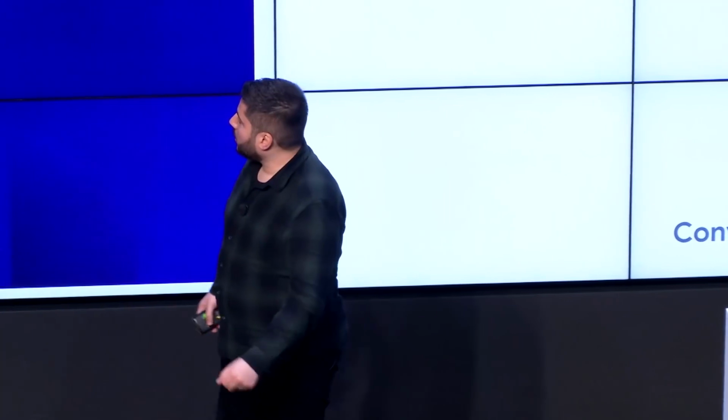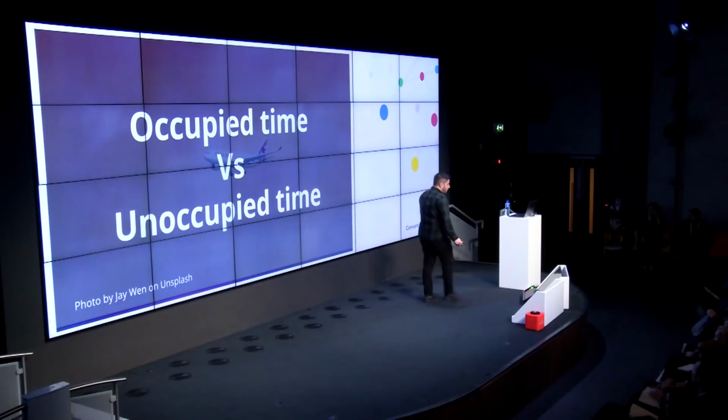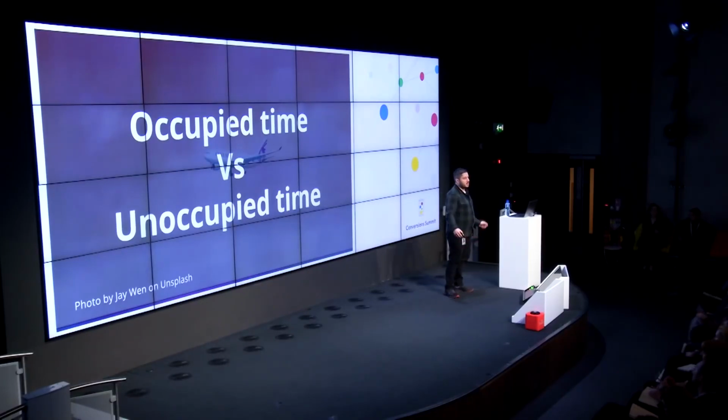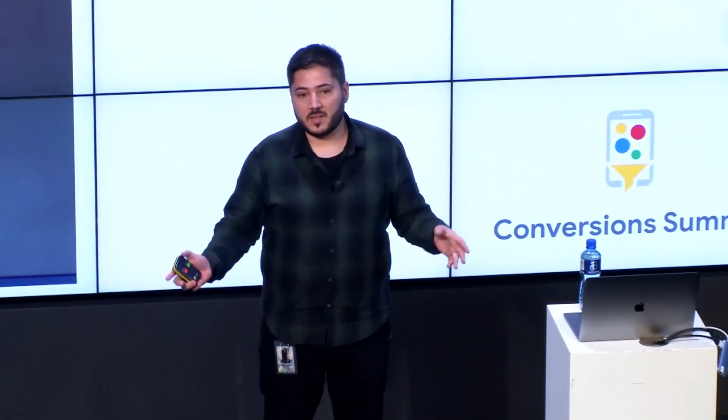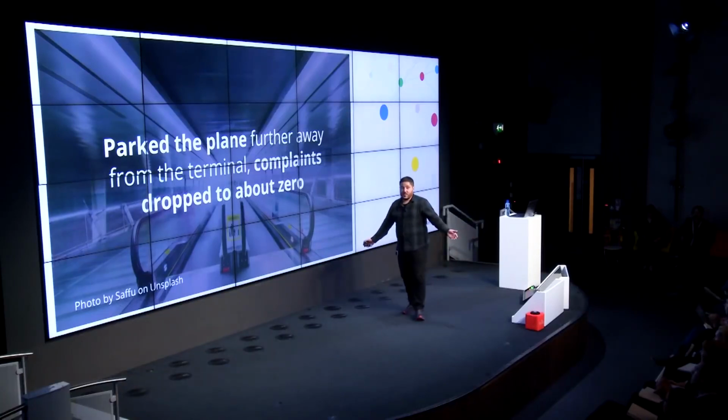Speed. So why is speed important? If you're going to take away anything from this talk, it's this concept of occupied and unoccupied time. There's a story of Houston Airport where they got a lot of complaints about people waiting for their luggage when they got off the plane. They spent lots of money optimizing the experience down to about 7 minutes, and people still complained. So what they did was they parked the plane further away from the terminal, and complaints went down to 0. Very evil. But it worked.